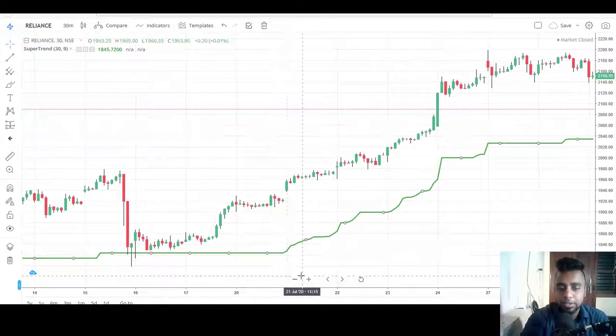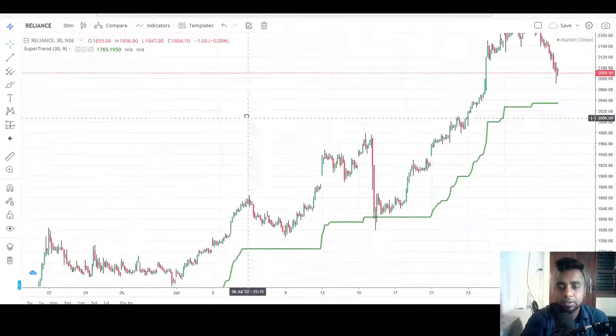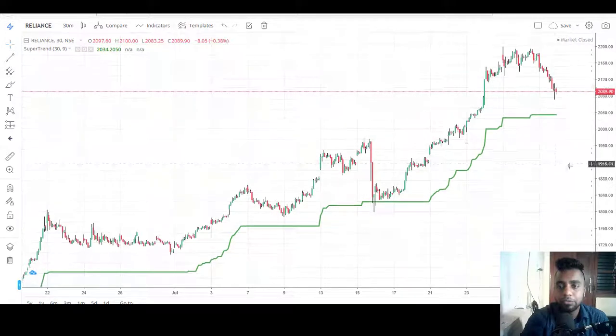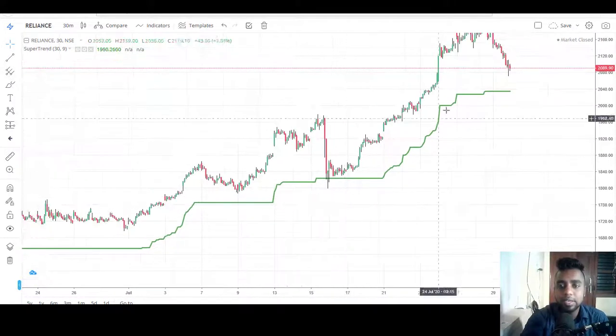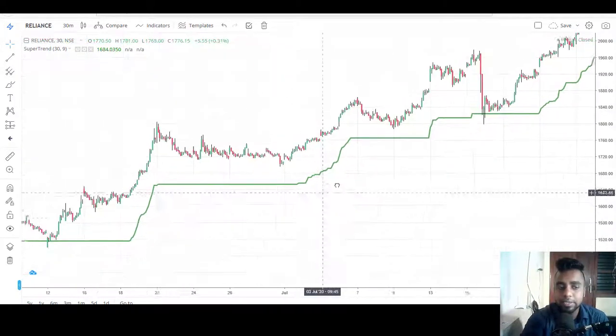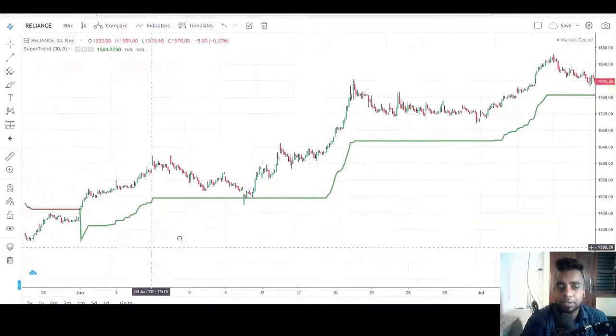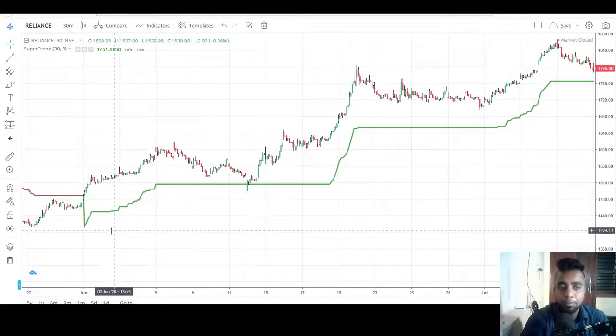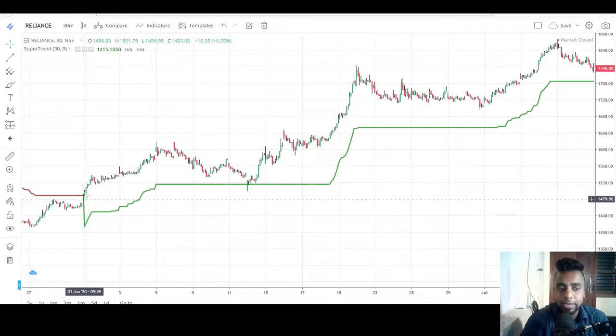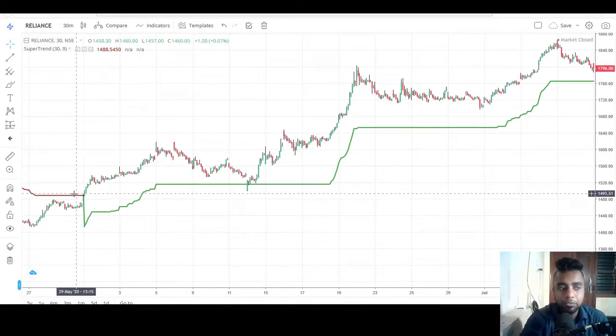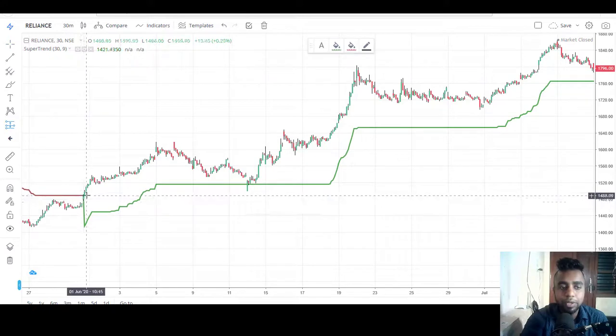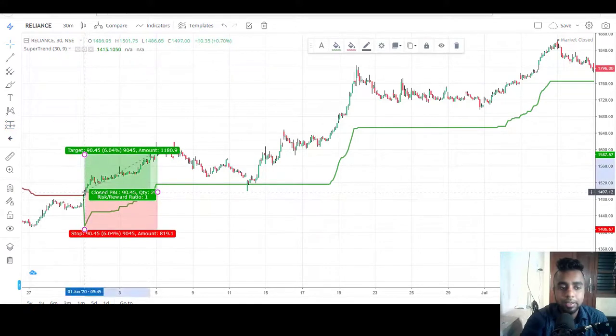Let me zoom out, and as you can see, there is no sell signal given by this indicator. It is giving a very long bull trend. So my entry would be here. You can see the candle which opened and closed above this line was here. It was on the 20th of June at 9:45 in the morning. So technically, you could have entered this trade here with this candle.